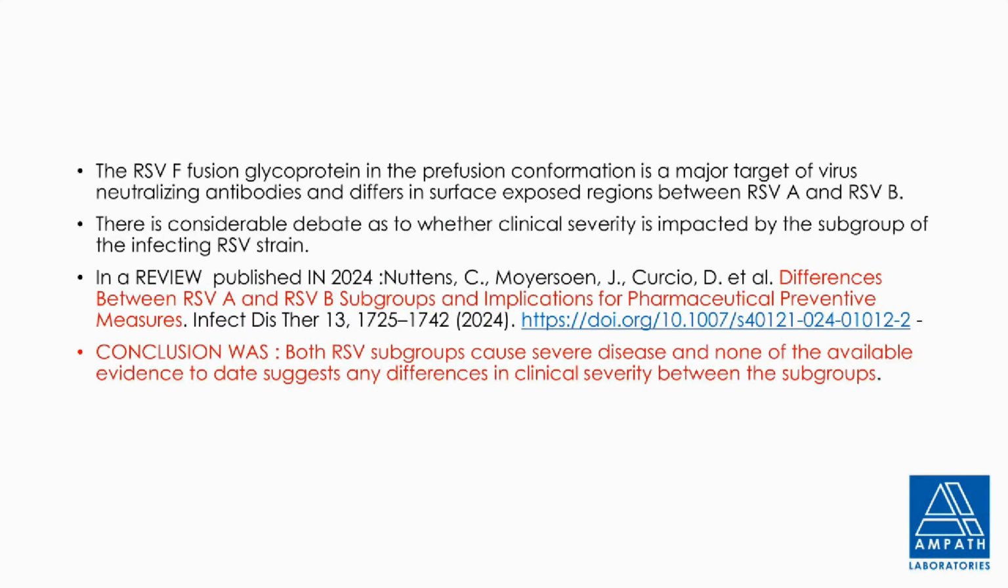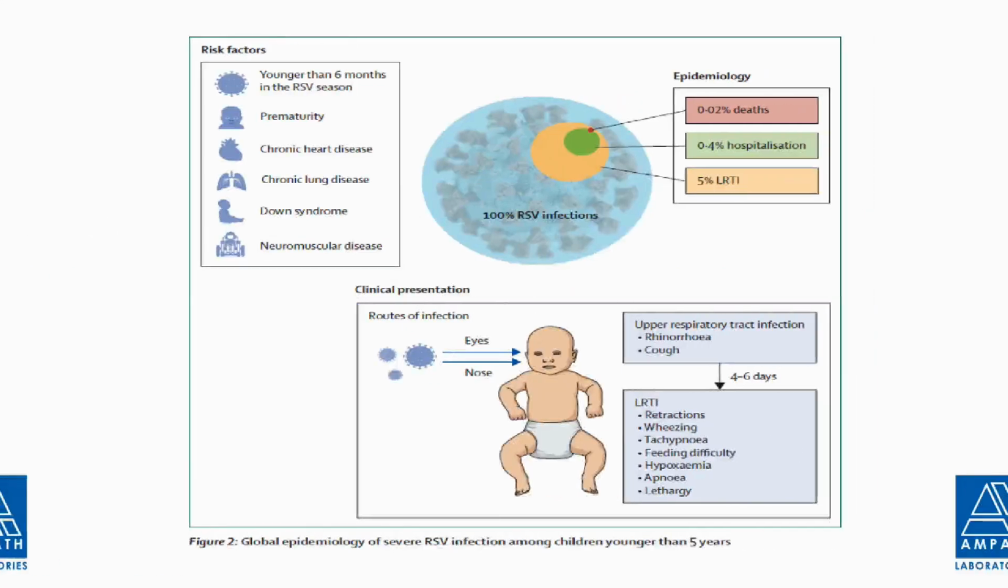So your F glycoprotein, or your fusion glycoprotein, is the major target for neutralizing antibodies. And there's considerable debate as to whether your clinical severity is impacted by the subgroup of the infecting RSV strain. In a review that I read, published in 2024, the conclusion was that both subgroups cause severe disease, and none of the available evidence to date suggests any difference in clinical severity between the subgroups.